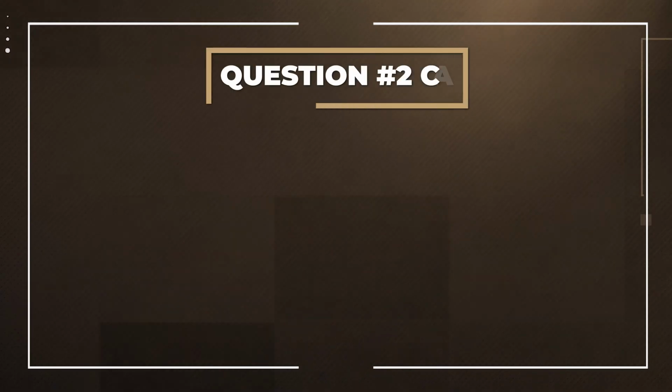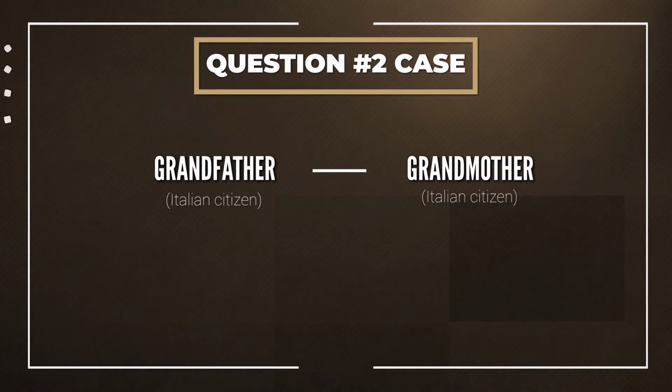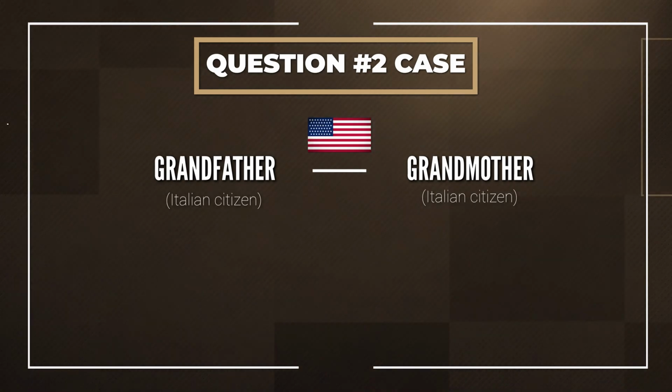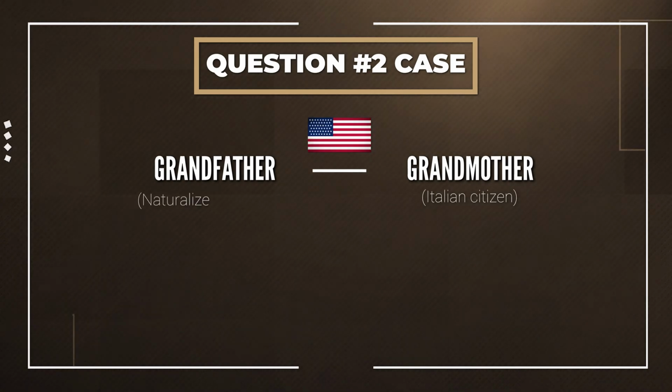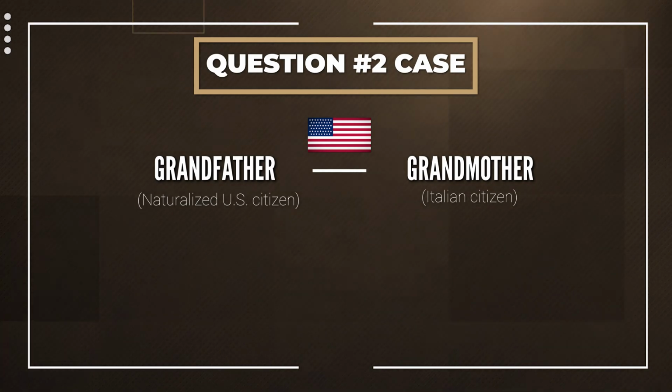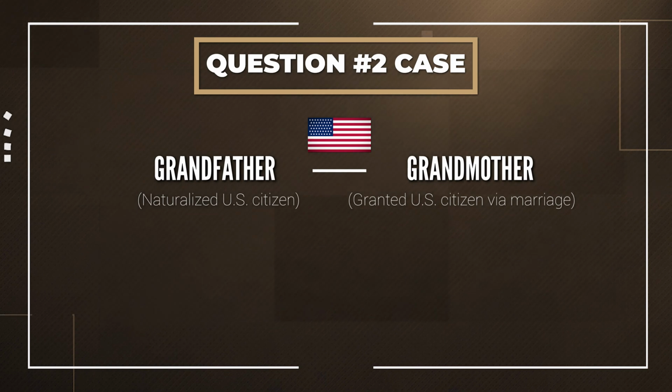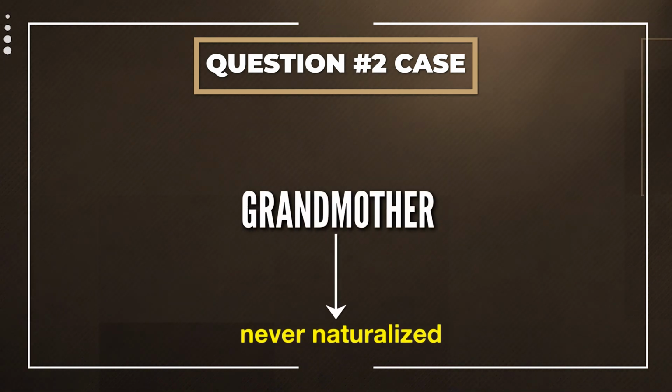So, to recap, we have two Italian ancestors, grandfather and grandmother. They both came to the US. Grandfather naturalized as an American citizen. Grandmother was granted American citizenship automatically via marriage. So the grandmother never naturalized.